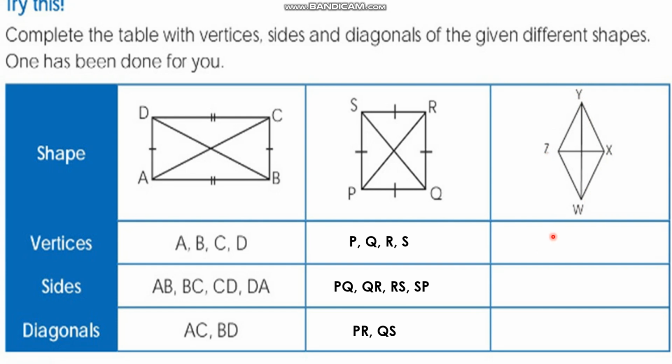Okay. And now write which are the sides. WX is a side, XY is a side, YZ is a side and ZW is another side. Okay, children. Now tell me the diagonals. So here the vertex W is joined with the vertex Y. So WY is a diagonal and ZX or XZ is another diagonal.